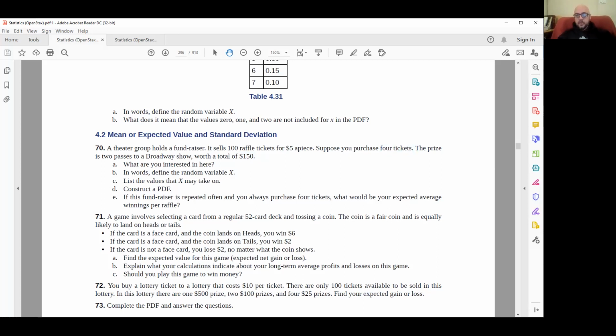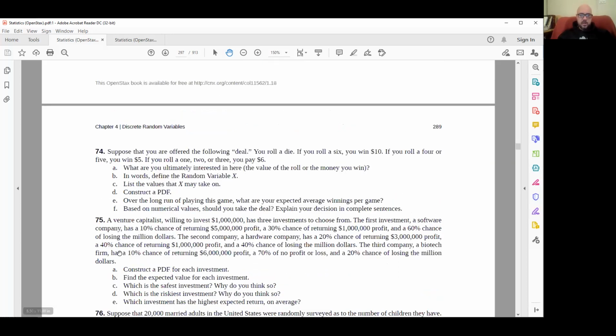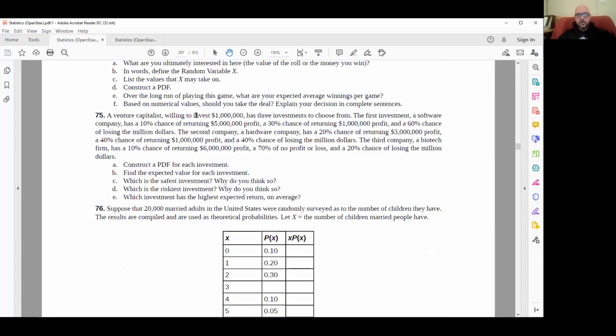All right, what was the next problem? 75. Oh yeah, 75 I like, because it is interesting to think about what it means for riskiest. All right, so a venture capitalist willing to invest $1 million has 3 investments to choose from. The first one, a software company, has a 10% chance of returning $5 million, 30% chance of returning $1 million, and 60% chance of losing the $1 million. Second company has 20% chance of returning $3 million, 40% chance of returning $1 million profit, 40% chance of losing the million. Third company, biotech firm, 10% chance of returning $6 million profit, 70% chance of zero, and 20% chance of losing the $1 million.